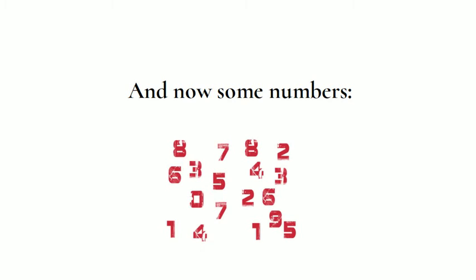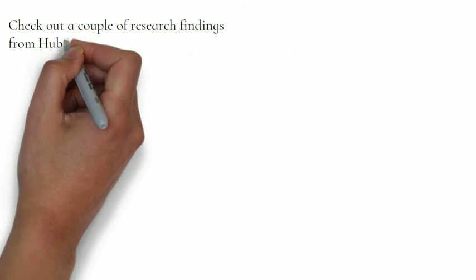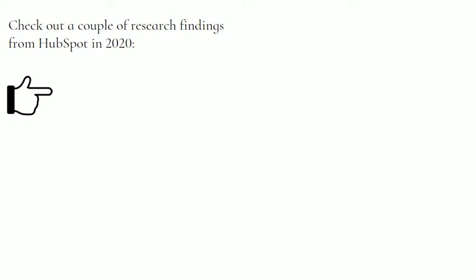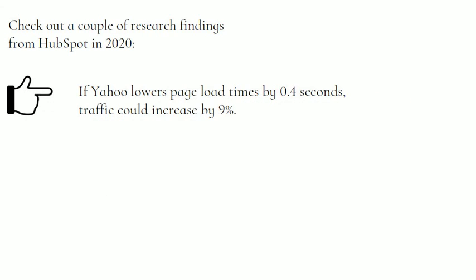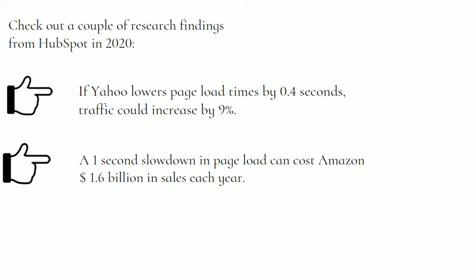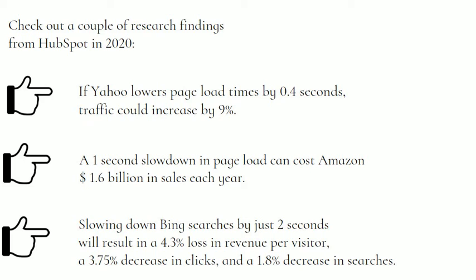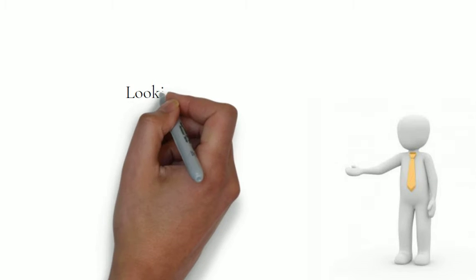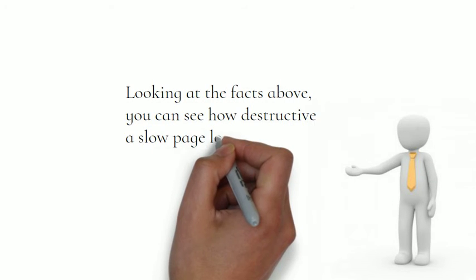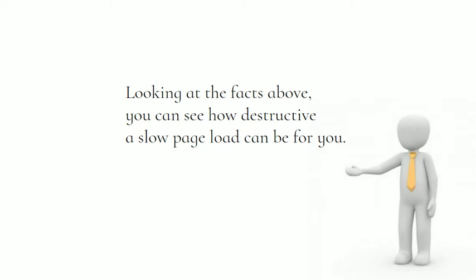Now let's talk about numbers. Let's check out a couple of research findings from HubSpot in 2020. If Yahoo lowers page load times by 0.4 seconds, the traffic could be increased by 9%. A 1 second slowdown in a page load can cost Amazon $1.6 billion in sales each year. Slowing down Bing searches by just 2 seconds will result in a 4.3% loss in revenue per visitor and a 3.75% decrease in clicks, as well as a 1.8% decrease in searches. Looking at the facts above, you can see how destructive a slow page load can be for you.